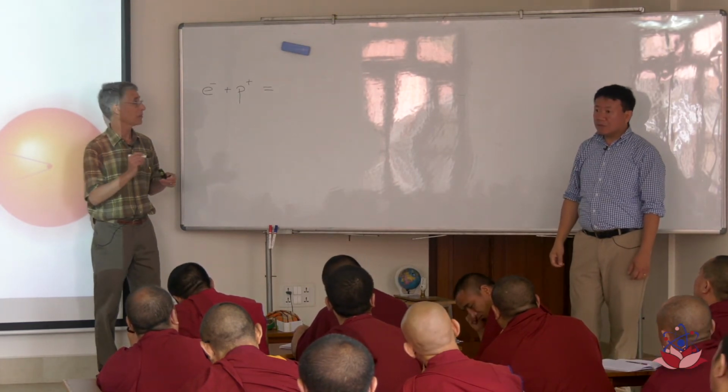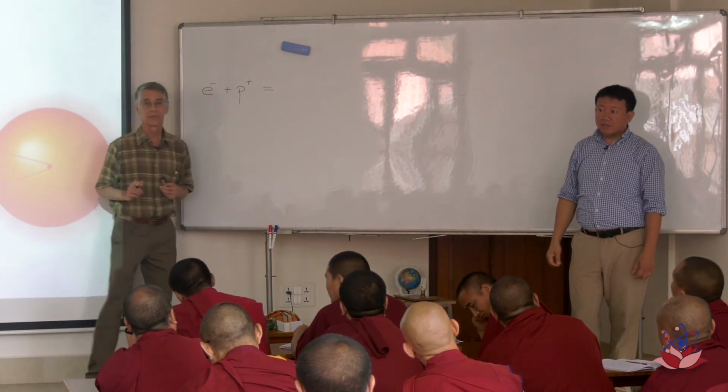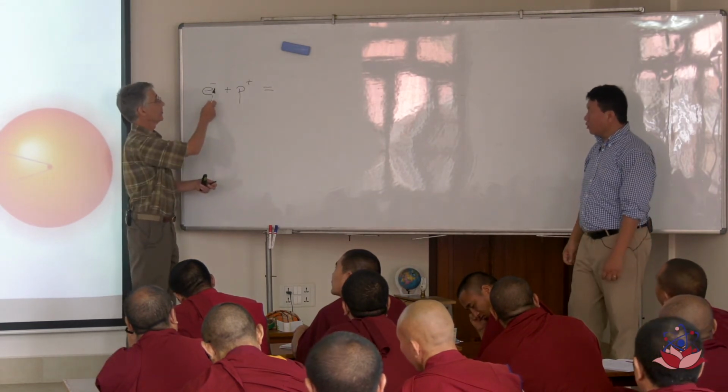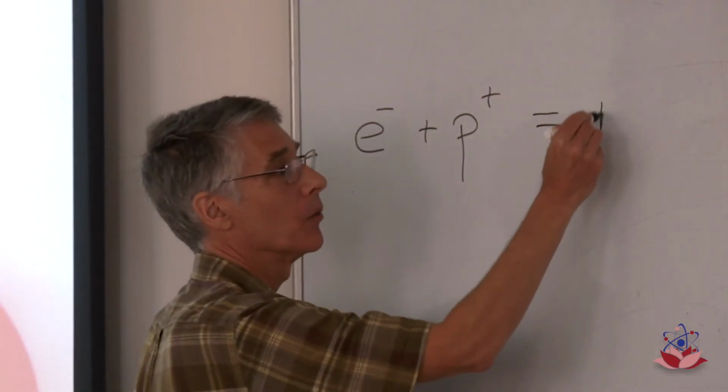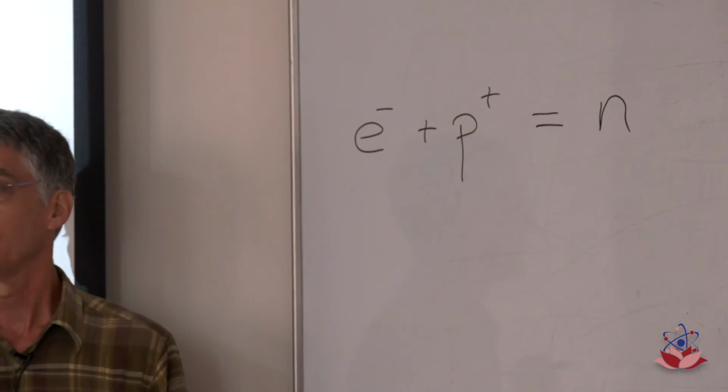What do you get? What particle? You get a neutron. What's the charge on a neutron?